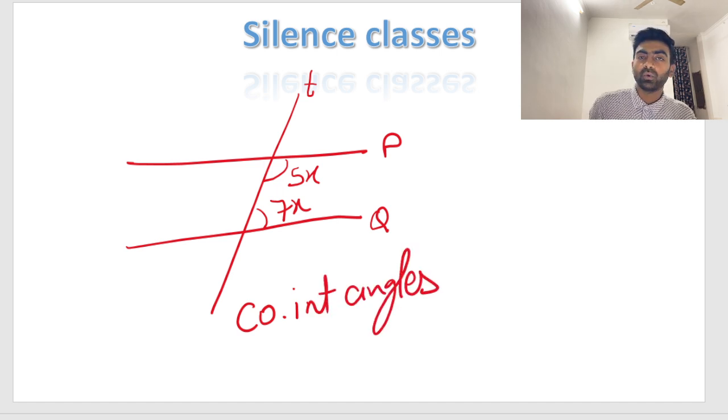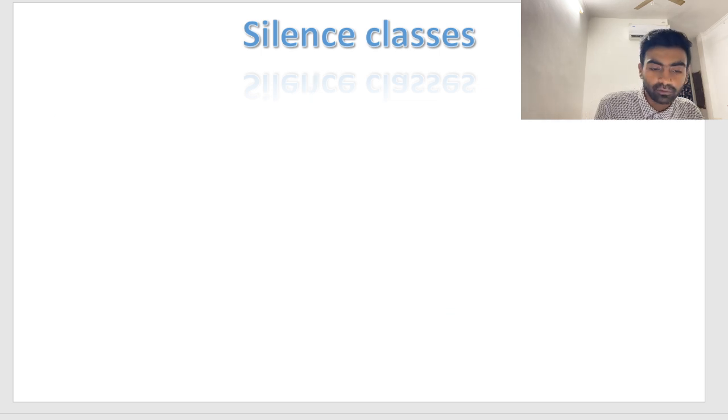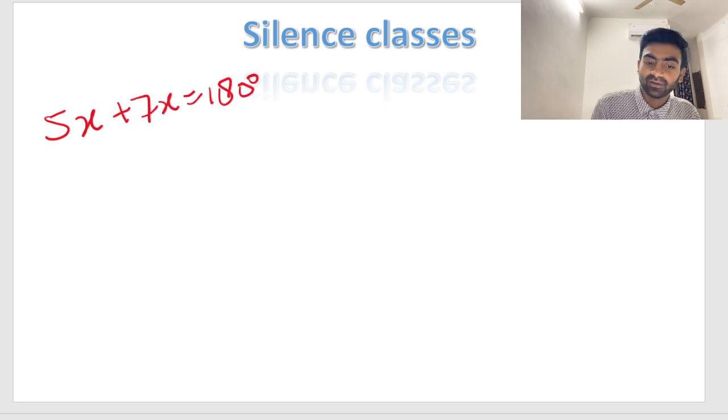And you know, the sum of co-interior angles is equal to 180 degrees. This means 5x plus 7x is equal to 180 degrees. Okay, so we will solve it. 5x plus 7x is equal to 180. It is written co-interior angles.